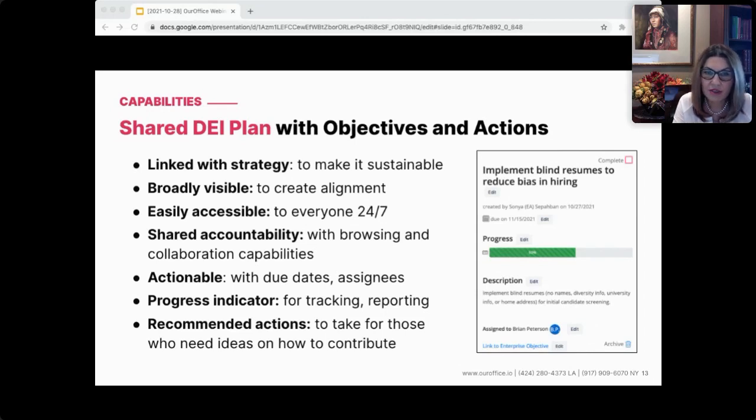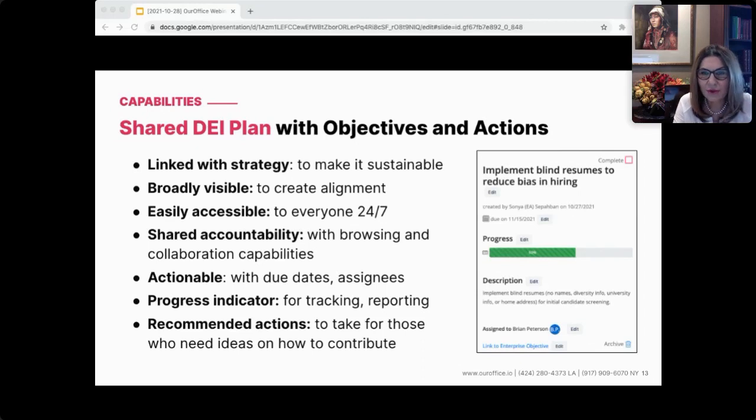You want them to be actionable. Of course, you need due dates, assignees, and then a progress indicator. Here you can see on this example that we show here, there is a progress bar. That's, again, pretty important to see where everything is at. And then also, sometimes people don't know what actions to take. There may be some great objectives there. They're linked with strategy. But I want to do something and I'm not exactly sure what action I can take.